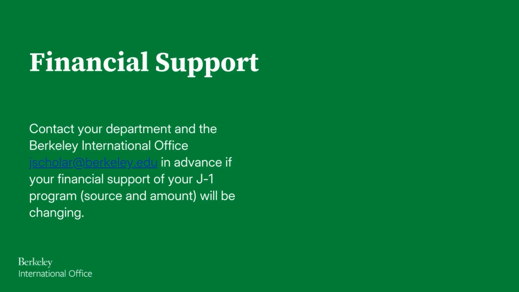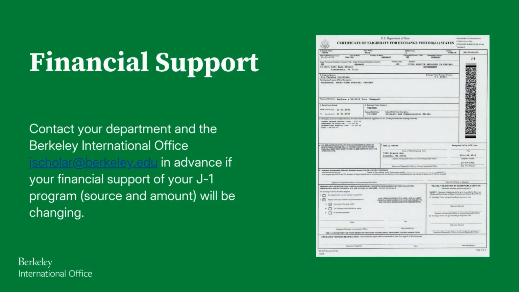The funding source for your J1 program is listed on your Form DS 2019 in the middle left corner. As mentioned in the previous slide, if your funding source for your J1 program will change, it is required that you report this change. Please contact your department and BIO at jscholar@berkeley.edu in advance, as this may require additional consultation. In addition, your Form DS 2019 may need to be updated to reflect the new financial source and amount.